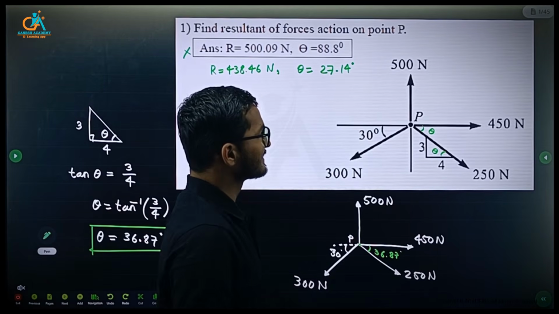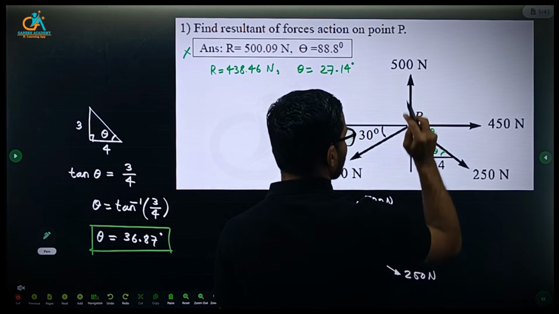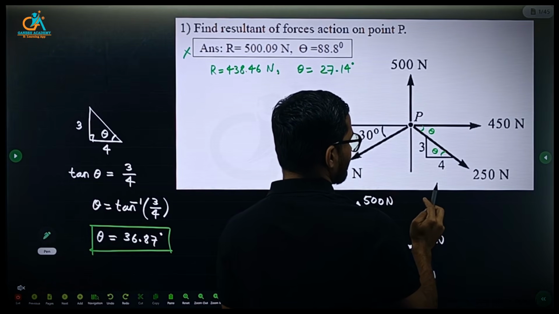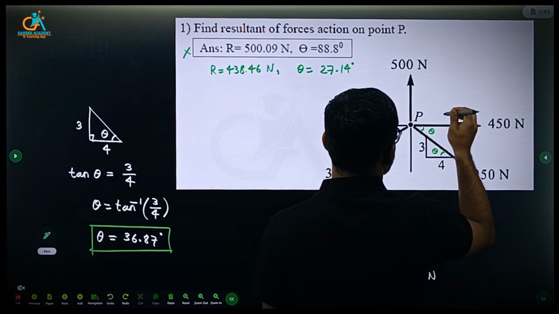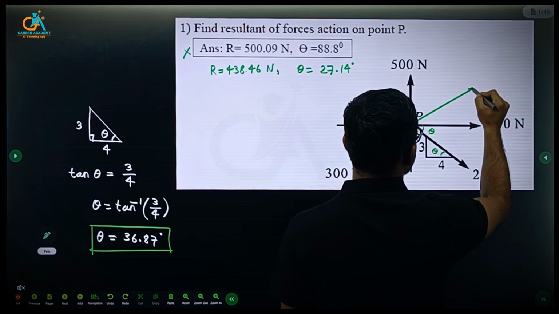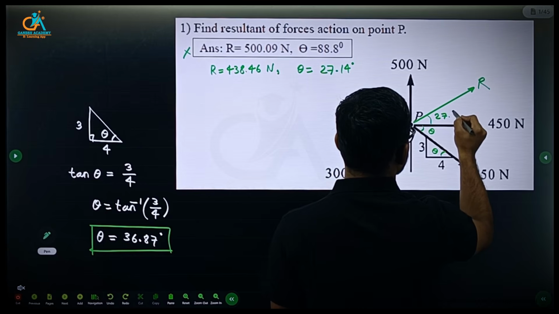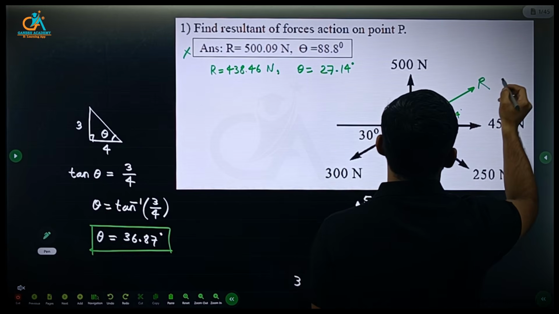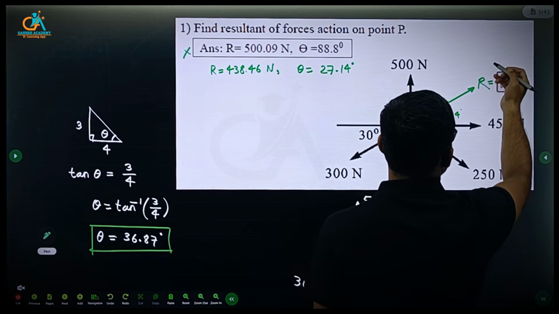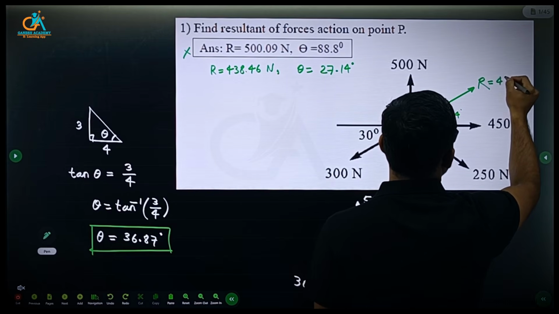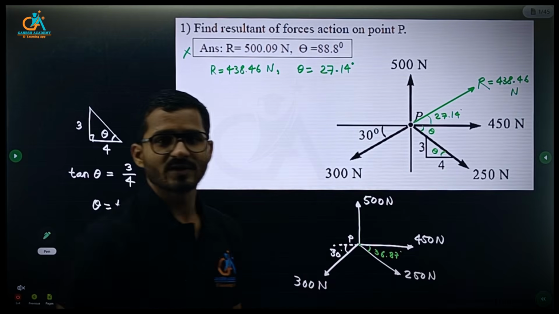We can also locate the resultant. It is in the first quadrant as x and y component both are positive, and the angle made by the resultant force is 27. So this should be your resultant force at an angle 27.14, where this R value is 438.46 Newton.